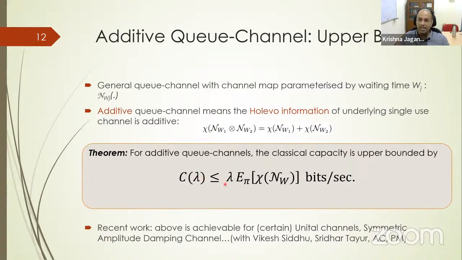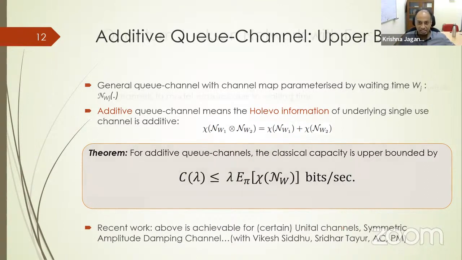So at a high level, we have cleaned up the Q channel question for unital channels, symmetric amplitude damping channels, erasure channels, a bunch of channels, a depolarizing channel and so on. But we don't have a very general answer. We have a general upper bound for additive Q channels and achievability for some relevant channels. So we started with Q channels, considered erasures, and we have generalized to a bunch of other noises.